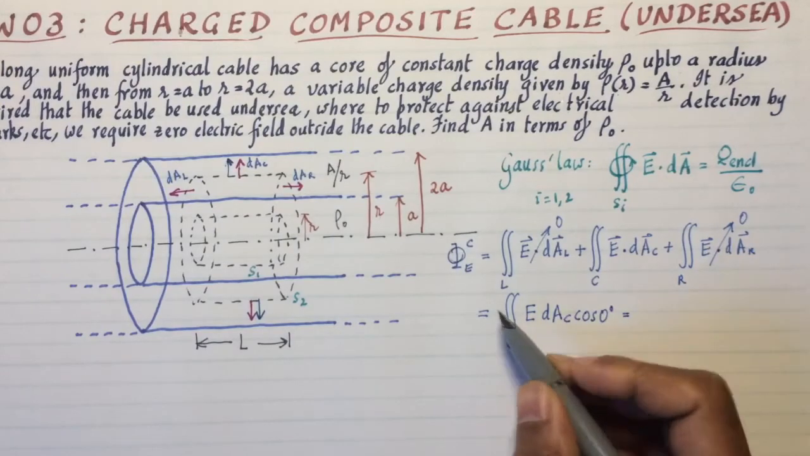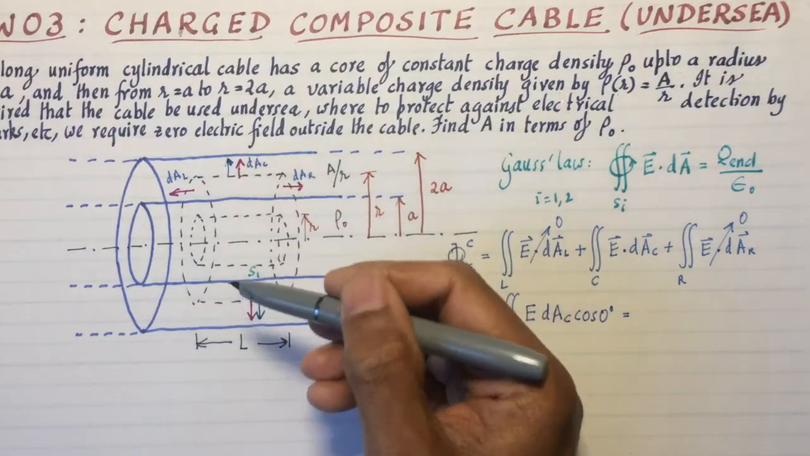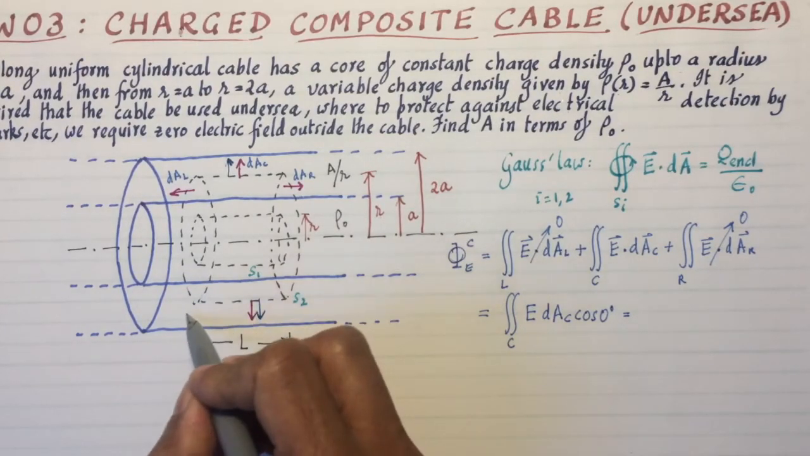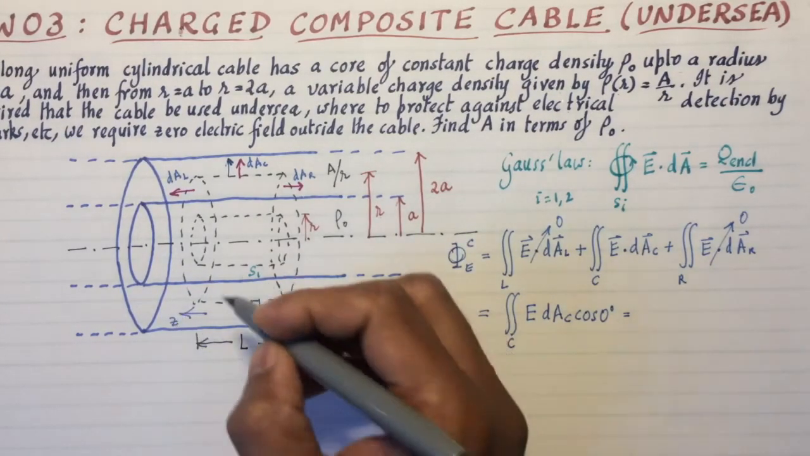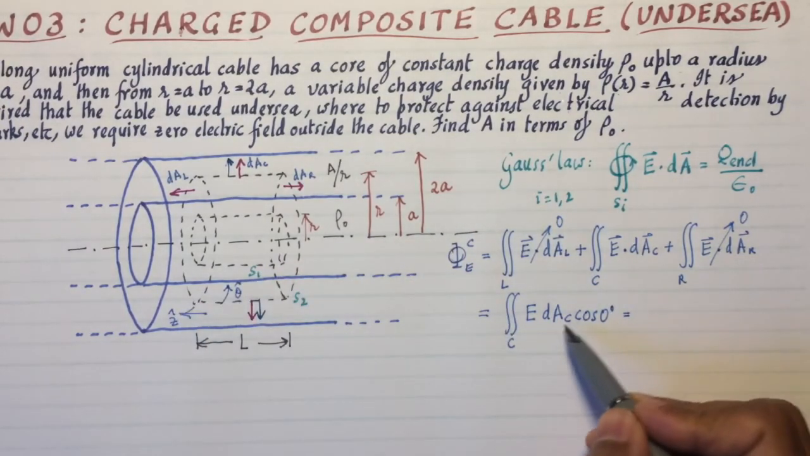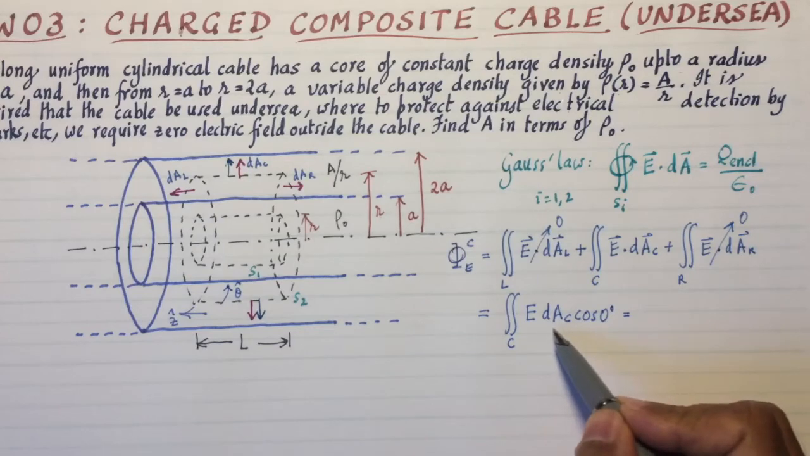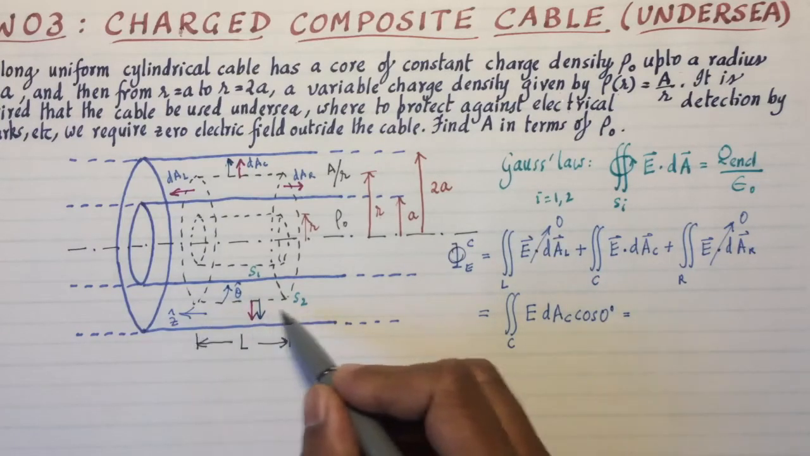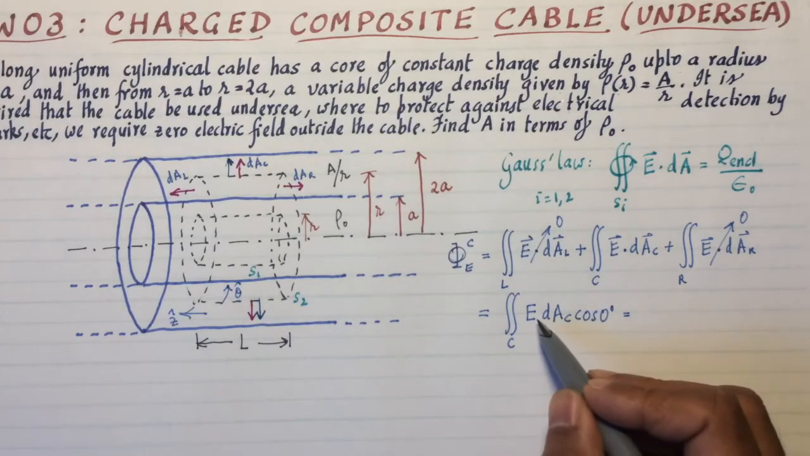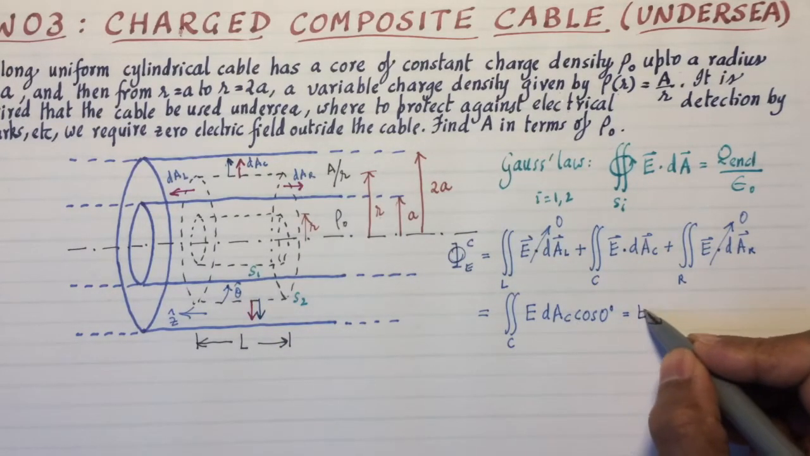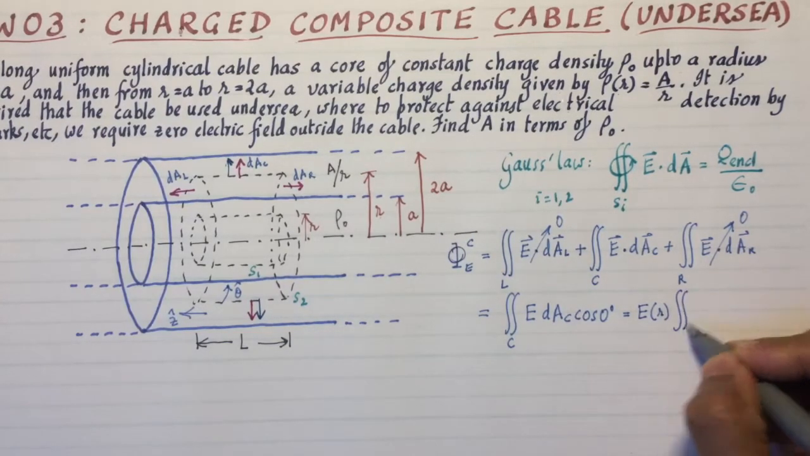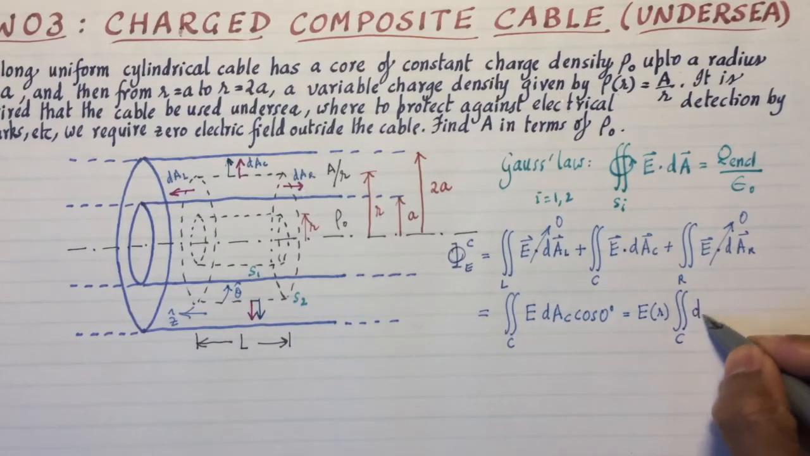Now I can also pull the E outside because it only depends on R and not on the other variables of integration. The other variables of integration in the cylindrical coordinate system are the Z coordinate and the theta coordinate. The area is an integration over the Z and theta coordinates because that's what gives you the curved surface of the cylinder. But E does not depend on those variables. So I can simply take it out and write E as a function of R to emphasize what I just said. And then I have this.